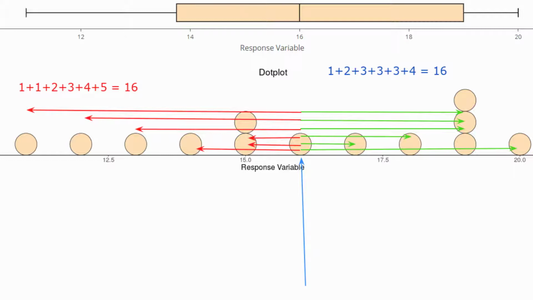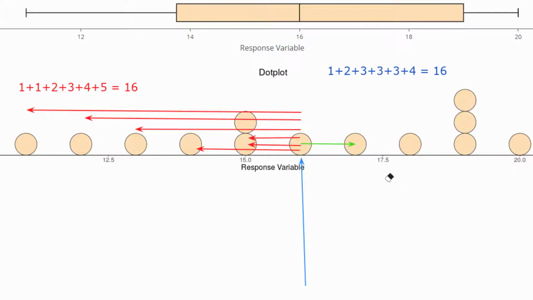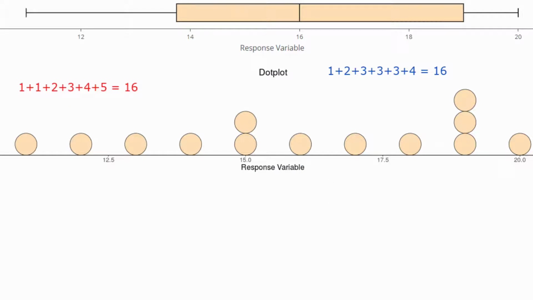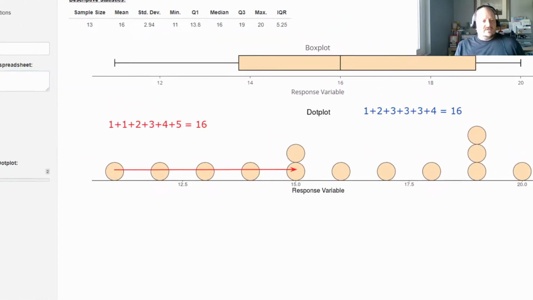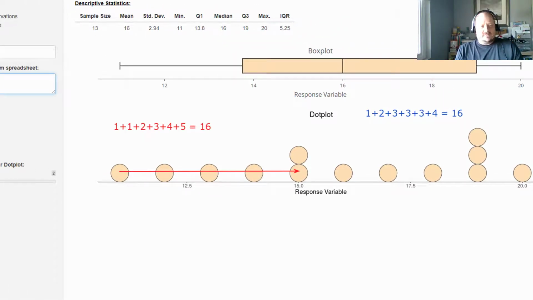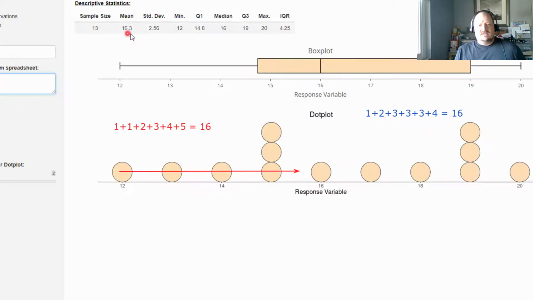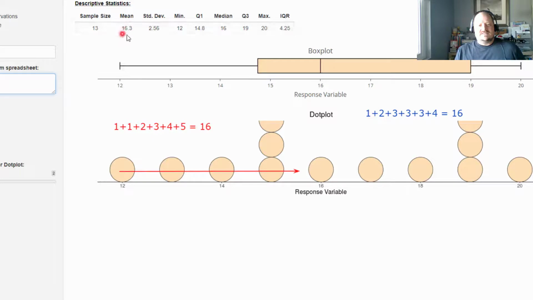So what does that also represent for us? It represents that if we erase these numbers and we move something, for example, if I move this point over 4 units, 1, 2, 3, 4, I'm going to go to my data set, take the number 11, and turn it into a 15. Let's see what happens to the mean. The mean has now increased. It's no longer 16, it's now 16.3. The balancing point has gone up. Notice the median has not gone up. There's still the same amount of data above and below.